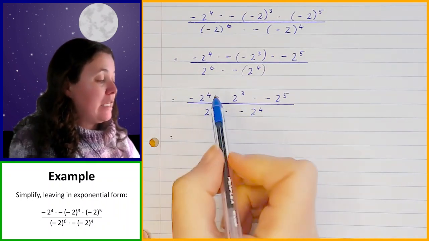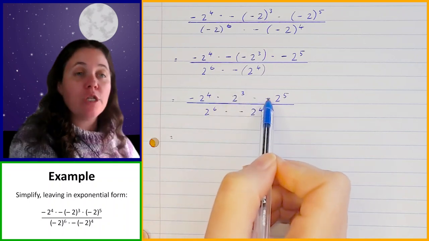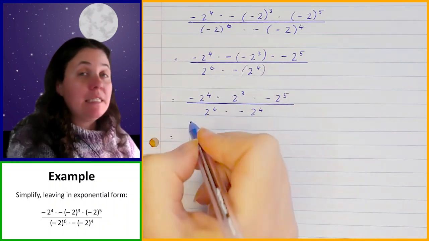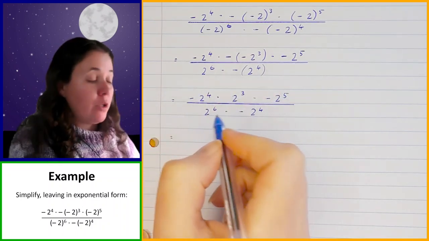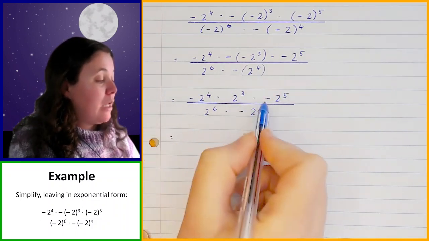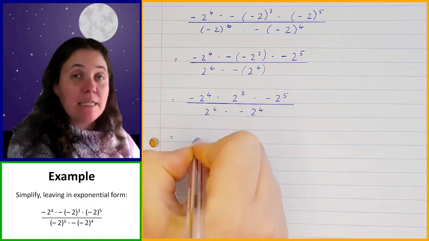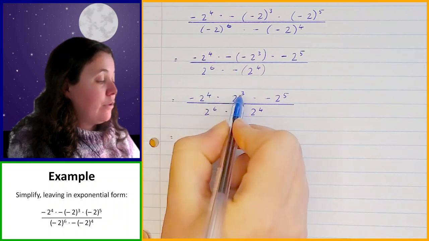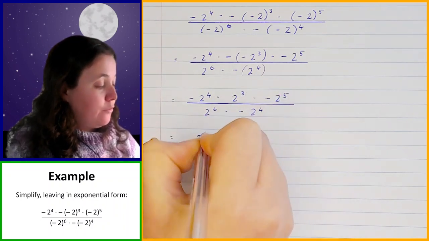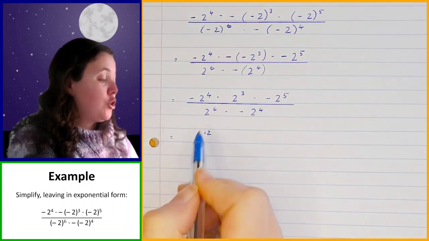So in the numerator, I've got a negative times a positive times a negative. Because there are two negatives, it's an even number of negatives, so it's going to be a positive power on the top. Then I can multiply my 2 to the power of 4, 2 to the power of 3, and 2 to the power of 5 all together. It's going to keep the same base of 2, and then I add my exponents. 4 plus 3 is 7, plus 5 is 12. So that's what you should get in the numerator: positive 2 to the power of 12.